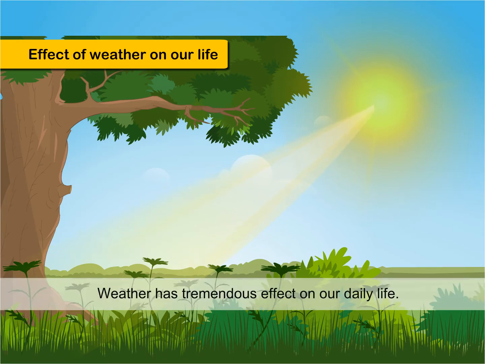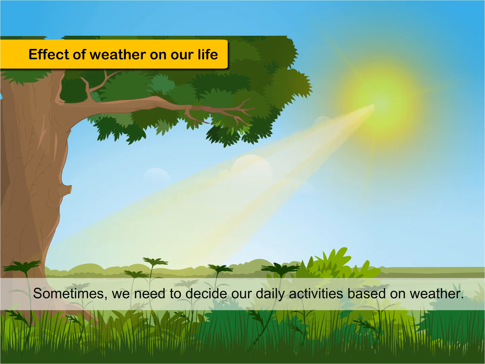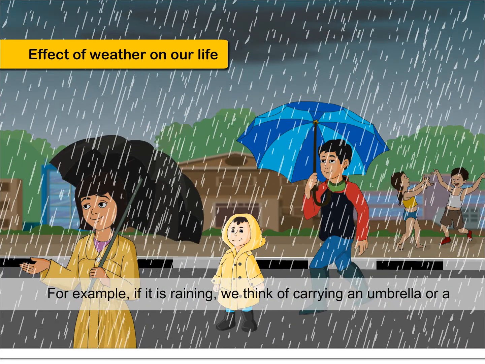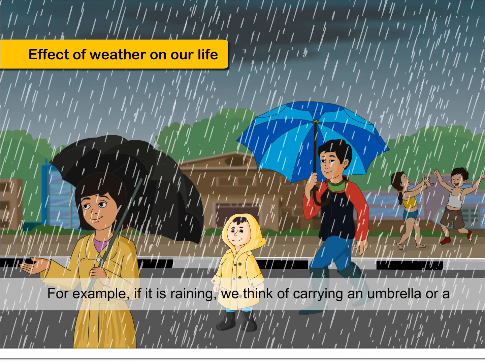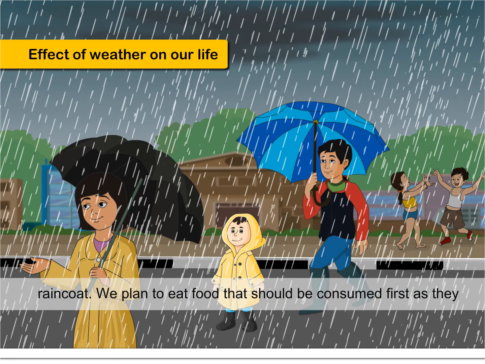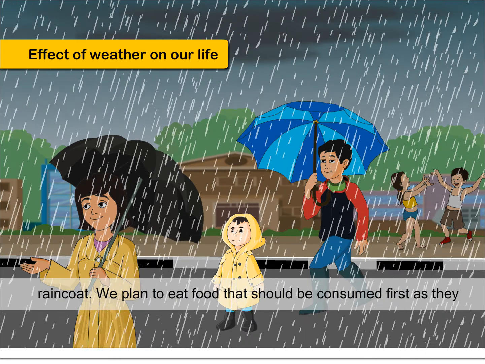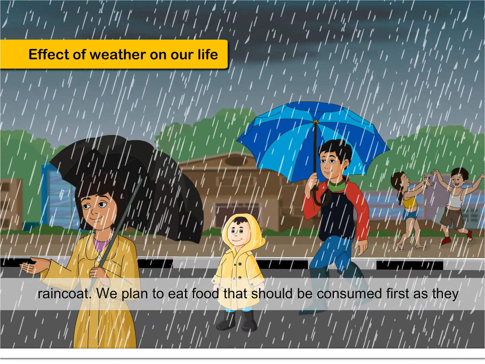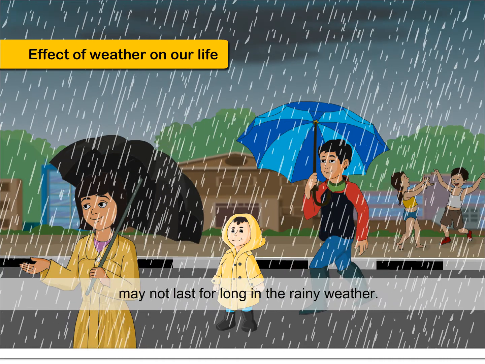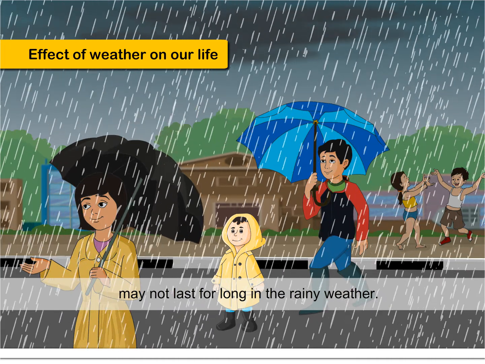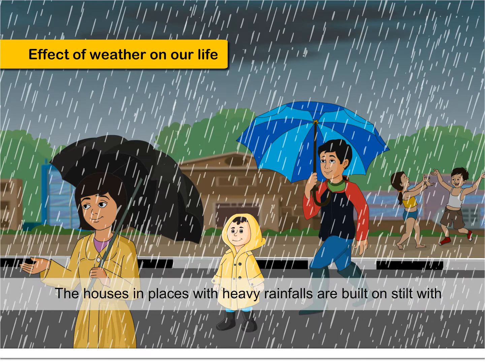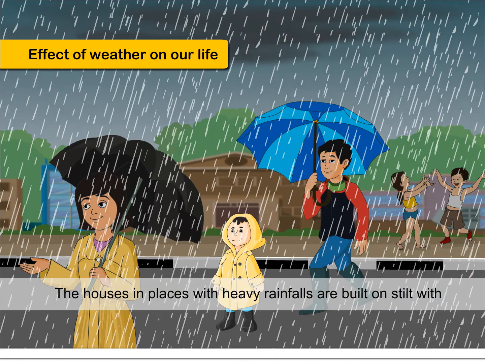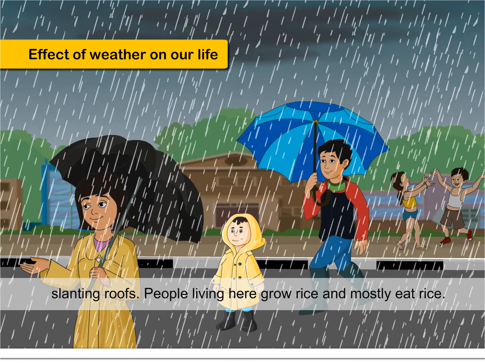Weather has tremendous effect on our daily life. Sometimes we need to decide our daily activities based on weather. For example, if it is raining, we think of carrying an umbrella or a raincoat. We plan to eat food that should be consumed first, as they may not last for long in the rainy weather. The houses in places with heavy rainfalls are built on stilt with slanting roofs.